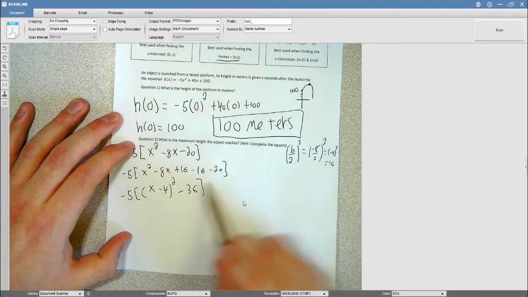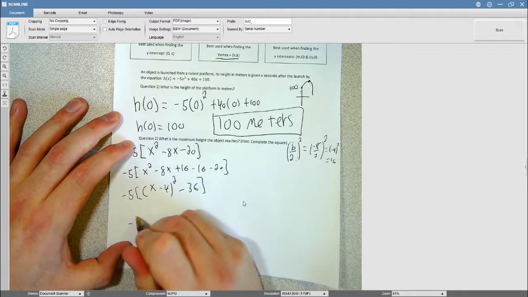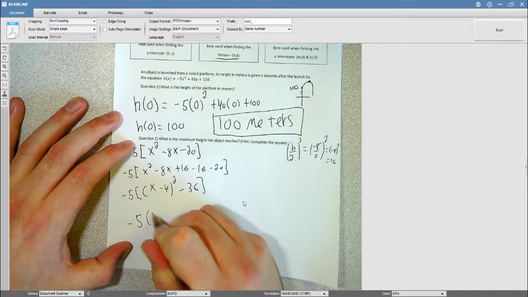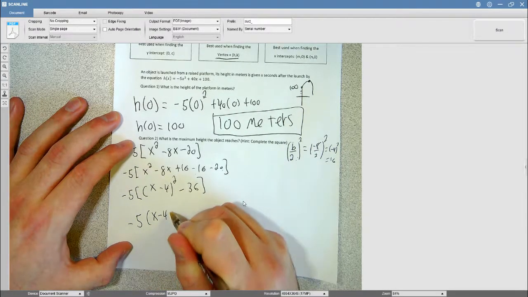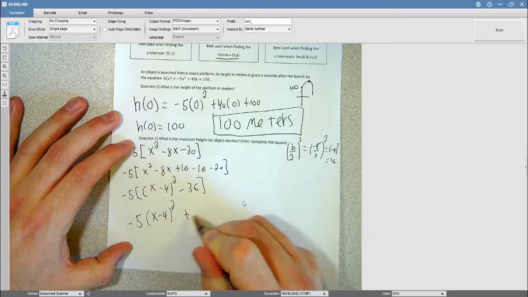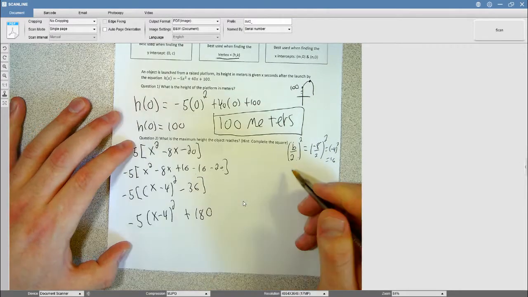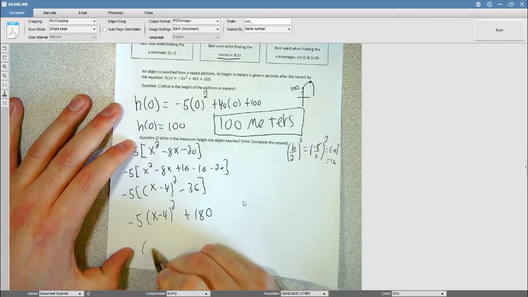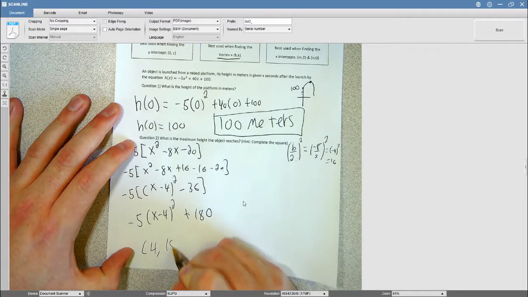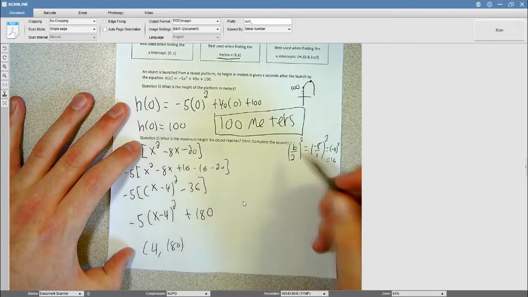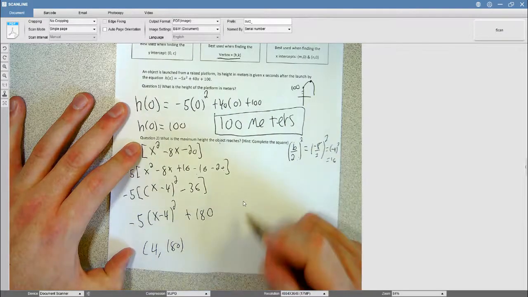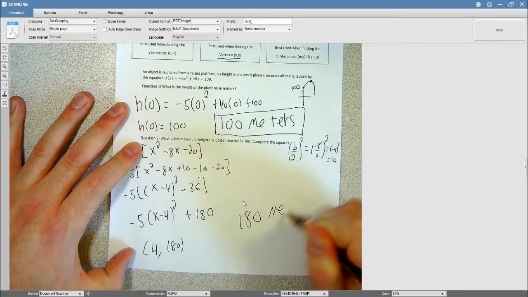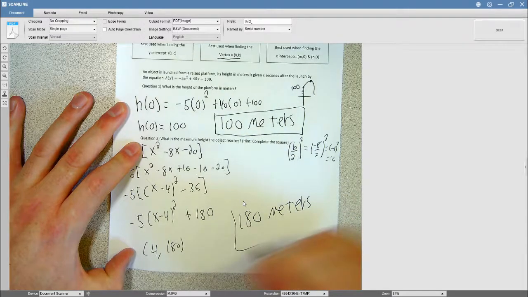And now we can distribute this negative 5. So we get negative 5 times x minus 4, quantity squared, plus 180. So the vertex is given by 4 comma 180. And that means that the maximum height the object reaches is 180 meters.